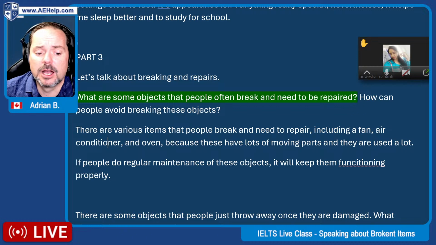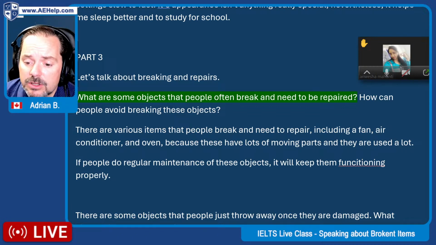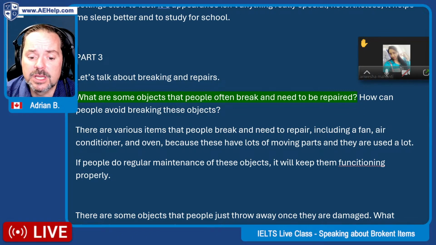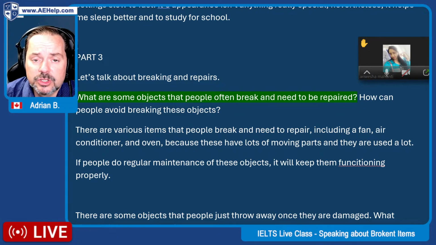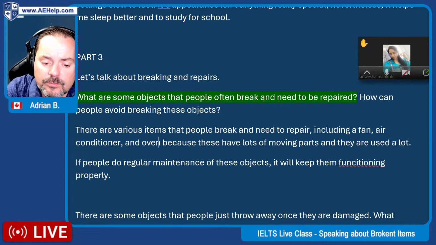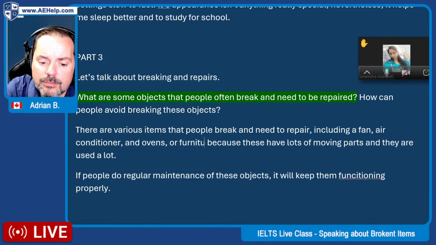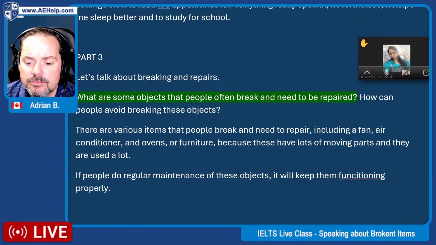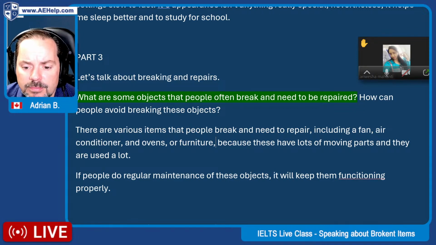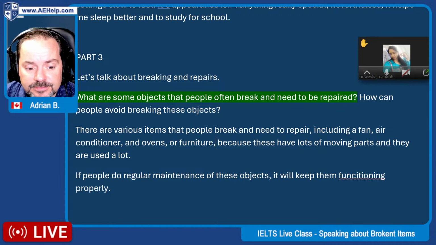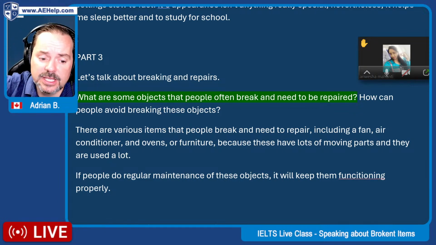So just repeat after me. There are various items that people break and need to repair, including a fan, like I said in part two, or an air conditioner, or an oven, or furniture, because these have moving parts and they're used often. There are various items that people break and need to repair, including fan, air conditioner, oven, furniture, because these have a lot of moving parts and they are used a lot of times, every day. Yeah, they're used a lot every day, right? And then you have a great answer, band 8 to band 9, okay?